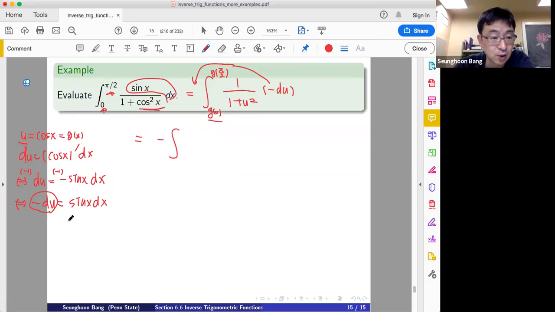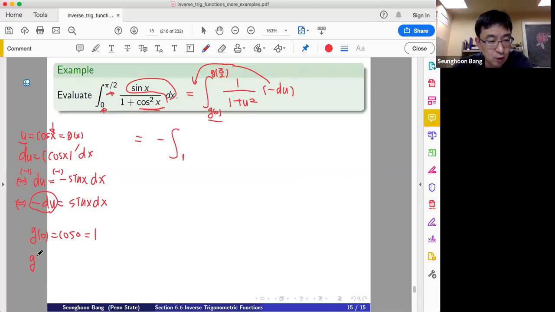So we have negative. What is g of 0? The g of 0 is cosine of 0. You can plug 0 into x. Do you know what is cosine of 0? Could you write your answer? Okay. Yep. Good. The answer is 1. You're right. So we have 1.